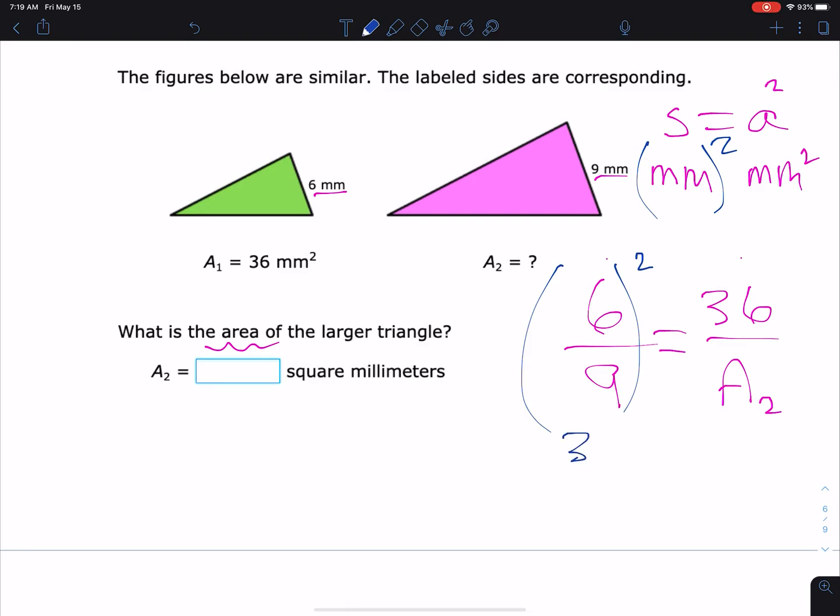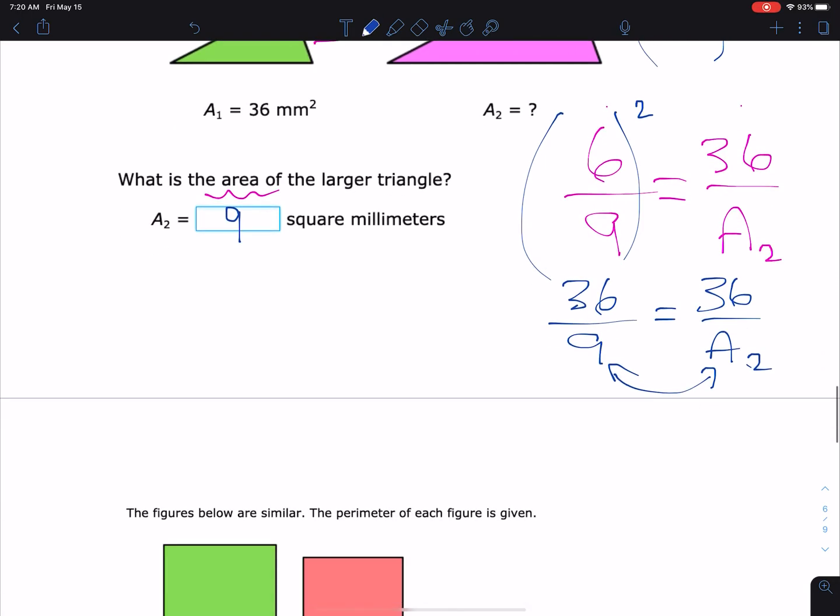So that would be 36 over 9 equals 36 over A2, area 2. Okay, so in this case, my numerators are the same, so my denominators have to be the same because they're equal. So 9 is going to be equal to A2, so my area is 9. You could cross multiply here and get that same answer.